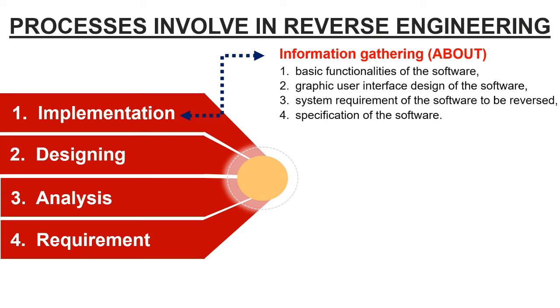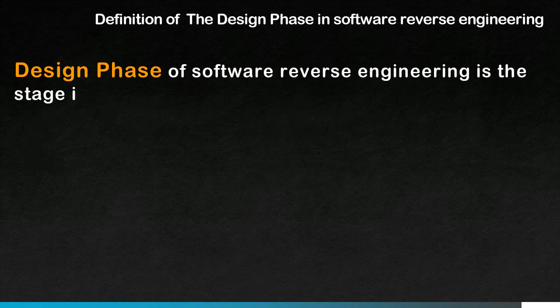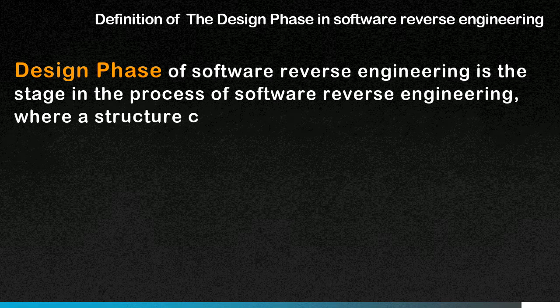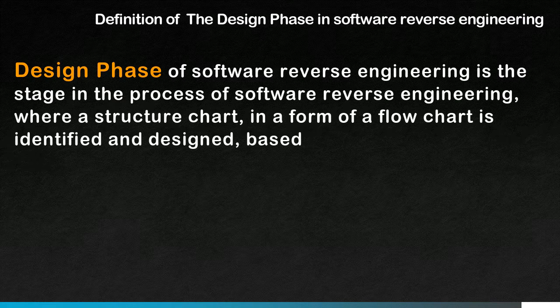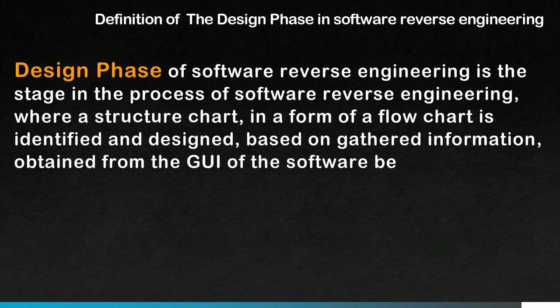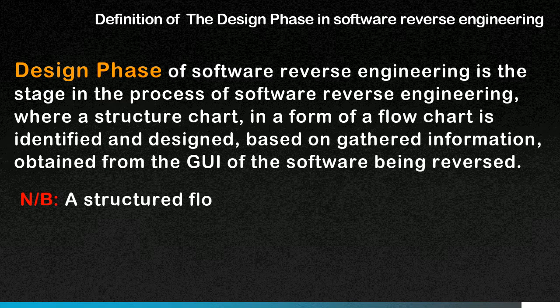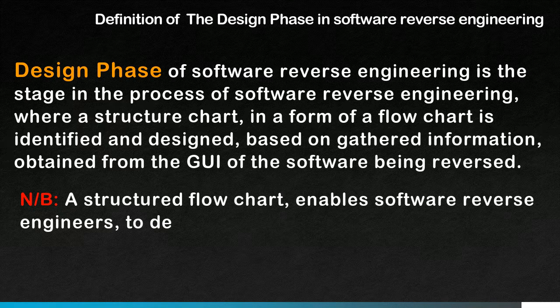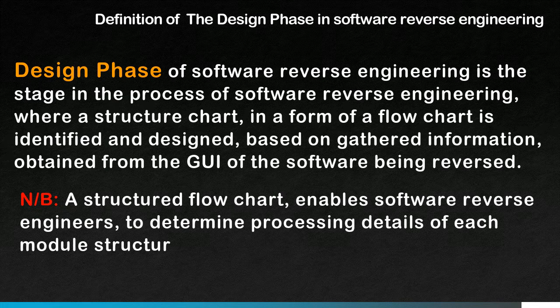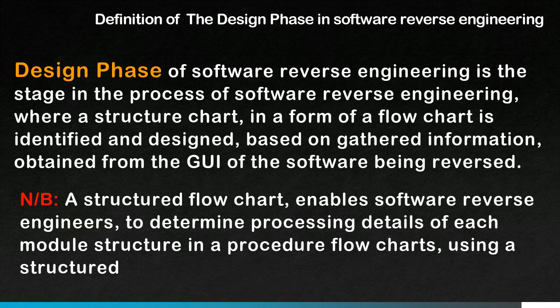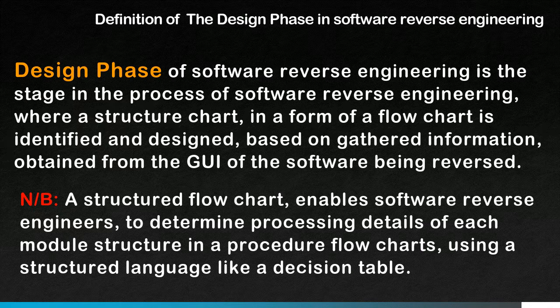In this lesson, the refor keylogger software will be taken through the design phase, which in lesson 5 I said is the stage in the process of software reverse engineering where a structure chart in the form of a flowchart is identified and designed based on the gathered information obtained from a software to be reversed. The structured flowchart of a software enables software reverse engineers to determine the processing details of each model structure in the procedure flowchart using structured language like a decision table.